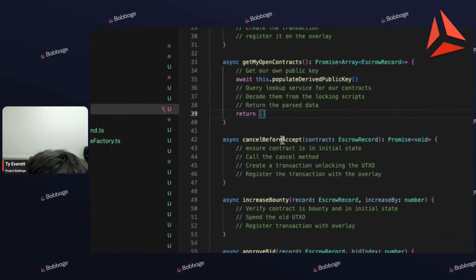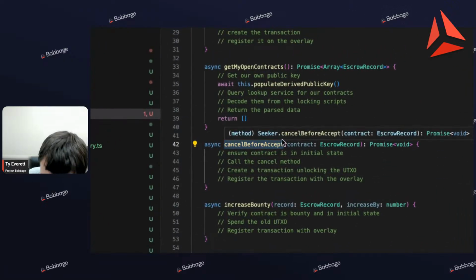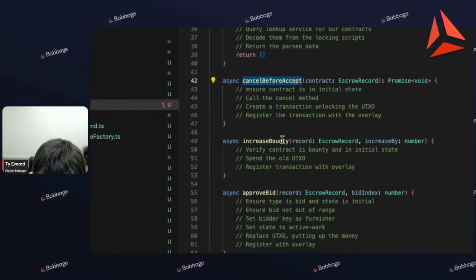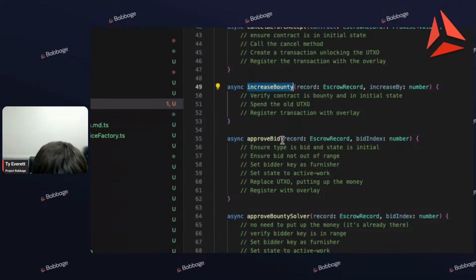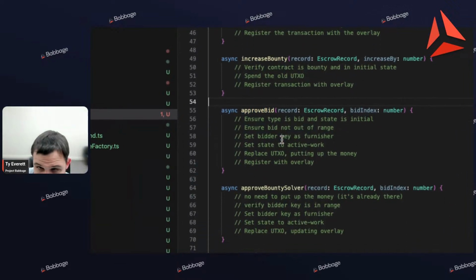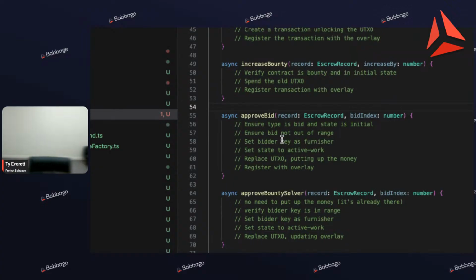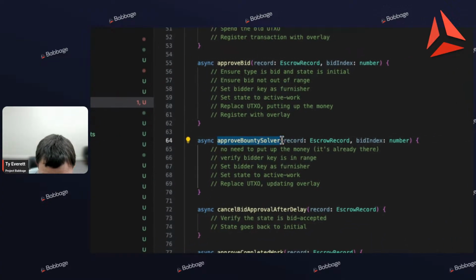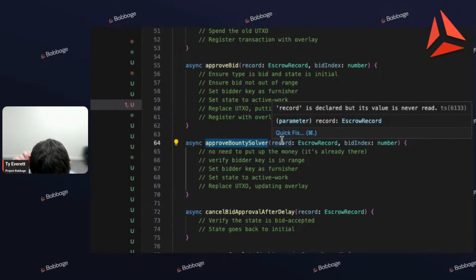They can cancel before anybody accepts their contract, of course. They can increase the bounty in case it wasn't high enough to begin with. They can approve bids that people have made. Or if somebody comes along and they just want to claim the particular bounty, they can approve that person to go ahead and start working on it, which makes it exclusive at that point.